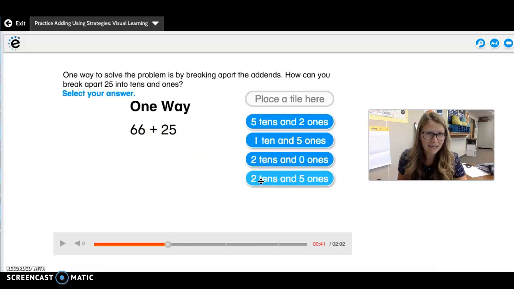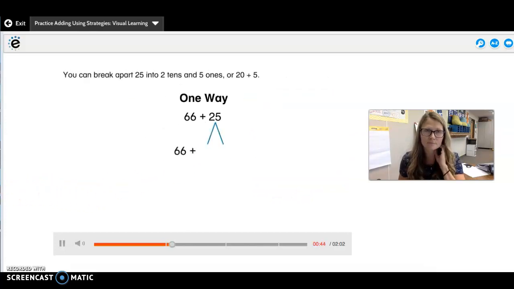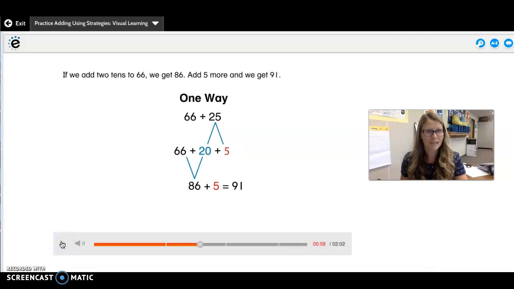So that means that this one's our answer, and let's read it. I've got 2 tens and 5 ones. Yes, 2 tens makes 20, plus 5, 25. You can break apart 25 into 2 tens and 5 ones, or 20 plus 5. If we add 2 tens to 66, we get 86. Add 5 more and we get 91. Right? Because we know the strategy. Count on: 86, 87, 88, 89, 90, 91.